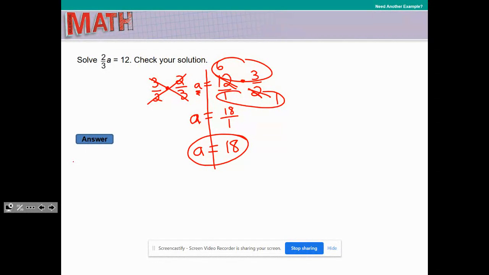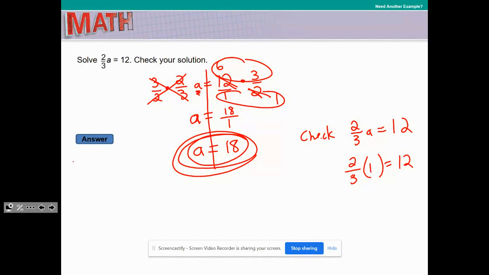All right, my check. Do the check over here. Okay, I rewrite the original problem. 2/3 a equals 12. I substitute in for the variable the number that I think it equals, which is right here in my answer, which is 18. Now, I'm not solving anymore. I'm just simplifying to see if, in fact, the left side does balance out with the right side of this equation. Put it over 1, and that gets me 6. This equals 12. This equals 1. So it looks like it does balance.